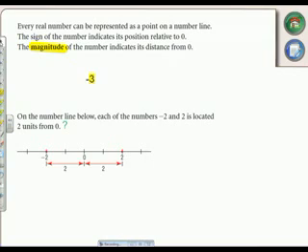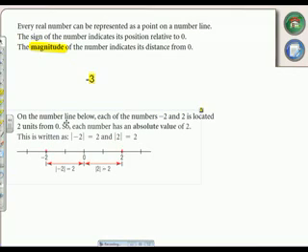Not worrying about direction. On the number line below, each of the numbers -2 and 2 is located 2 units from zero. So each number has an absolute value of 2. Again, distance from zero.